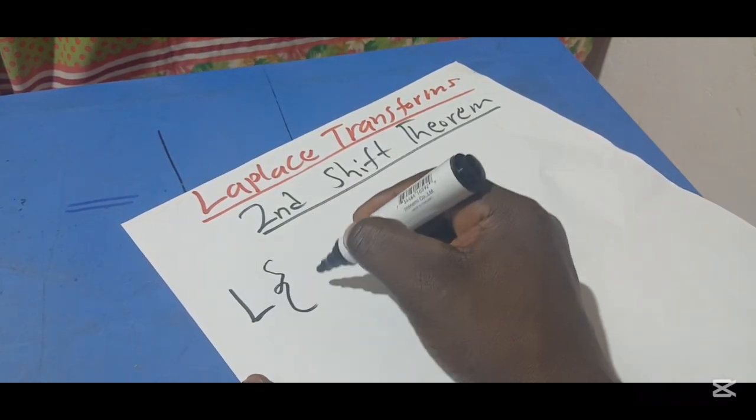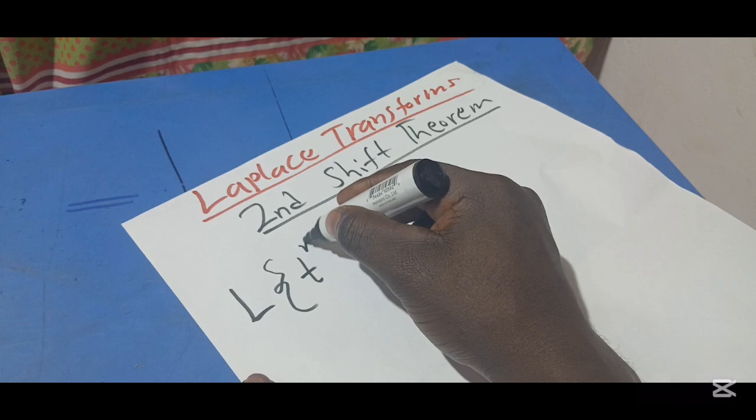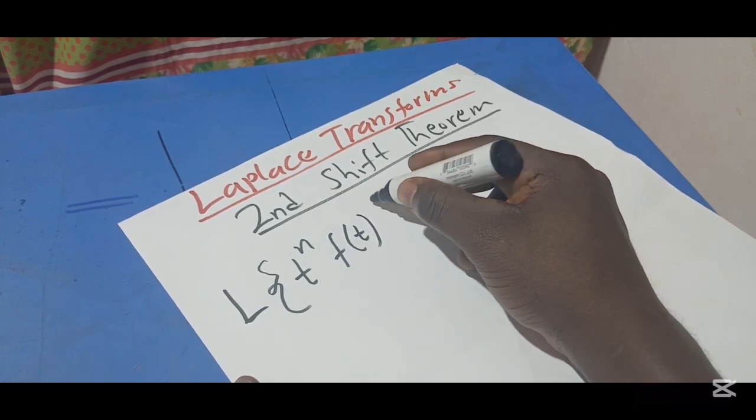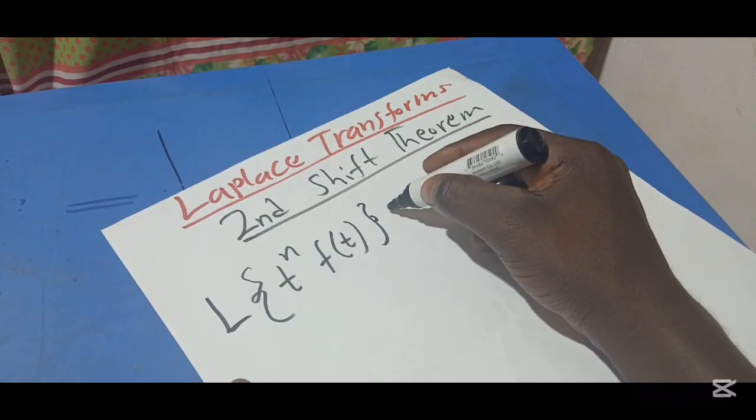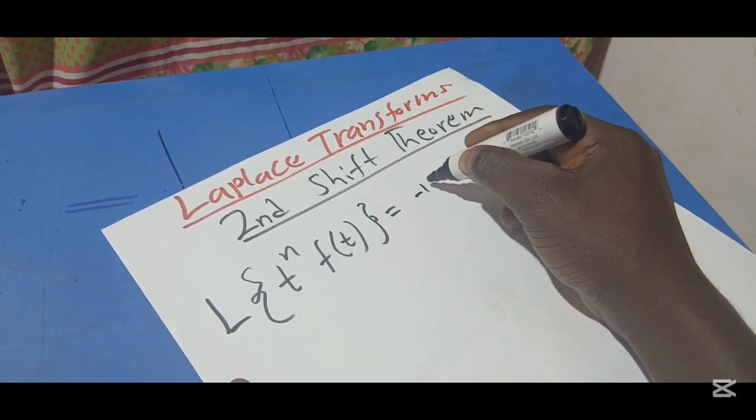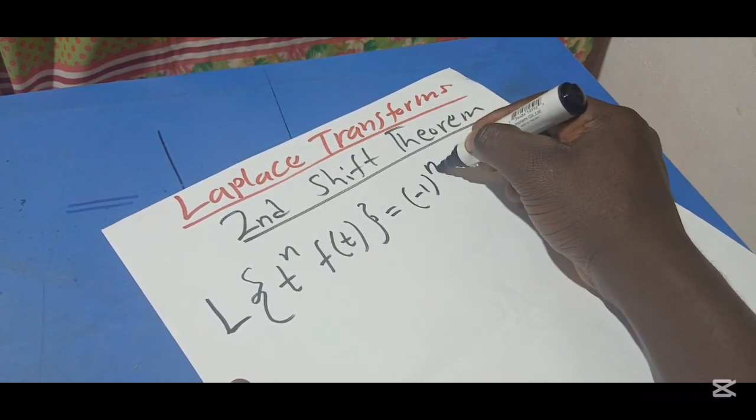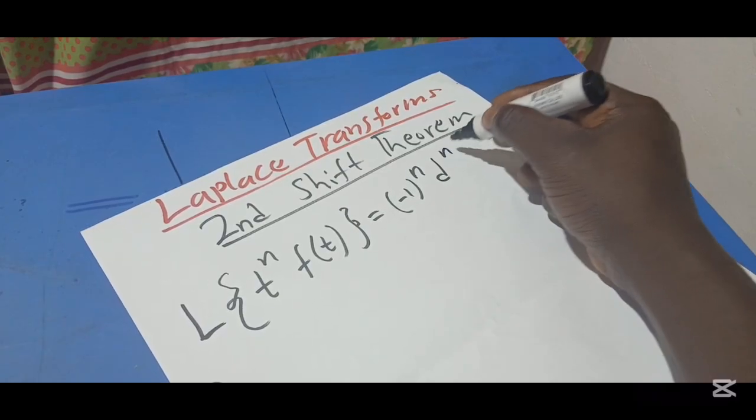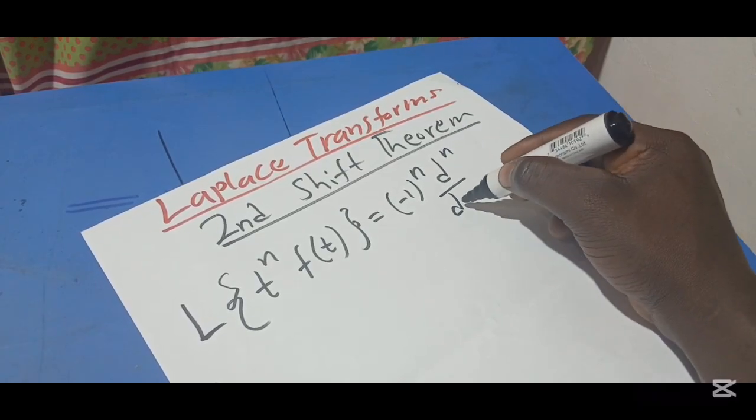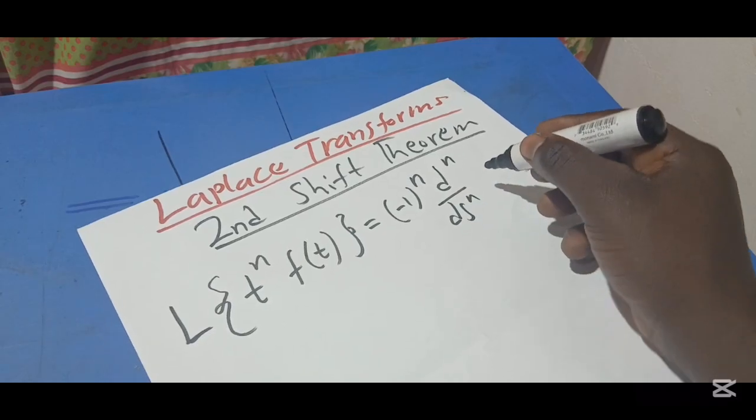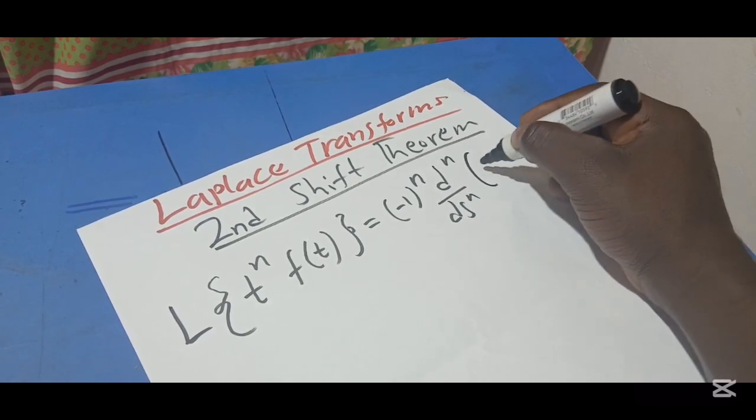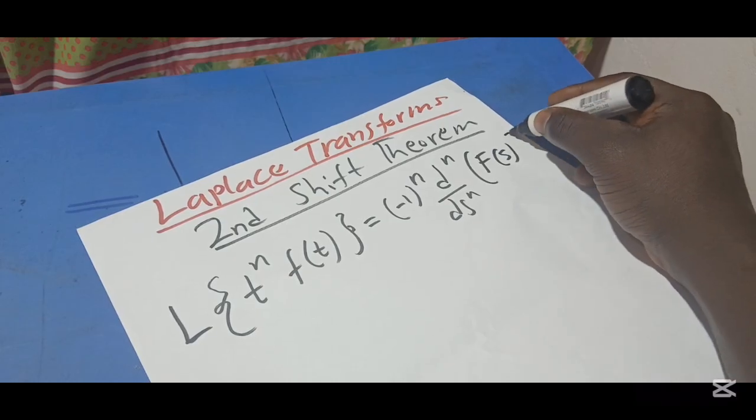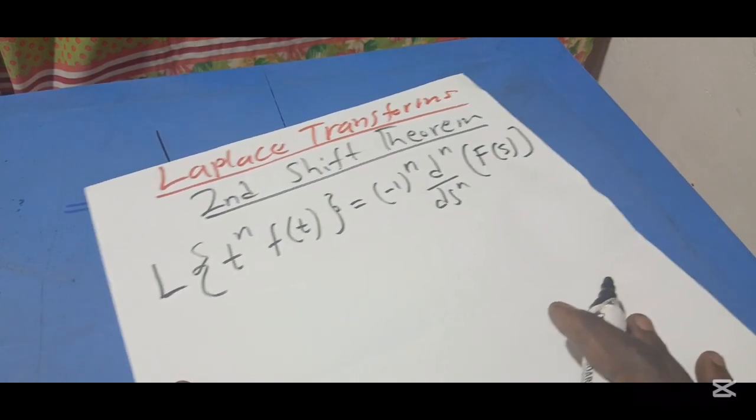The Laplace transform of the function t to the power n f of t equals minus 1 to the power n, d to the power n over ds to the power n, F of s. This is just a very simple thing. Take your time, I'll explain it to you for easy understanding.